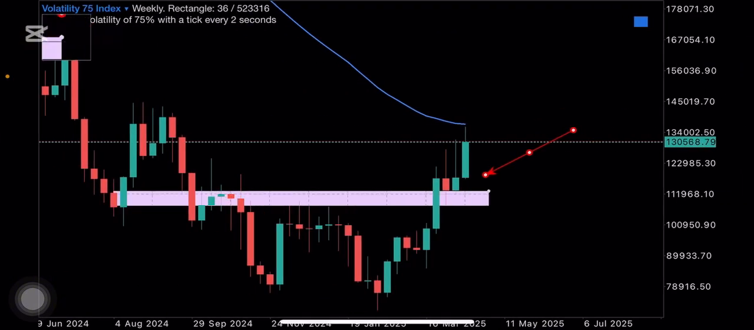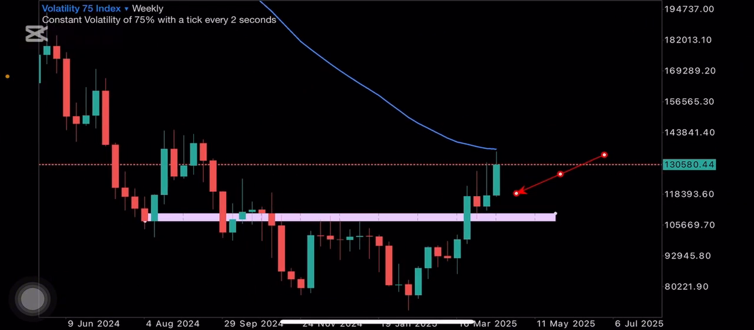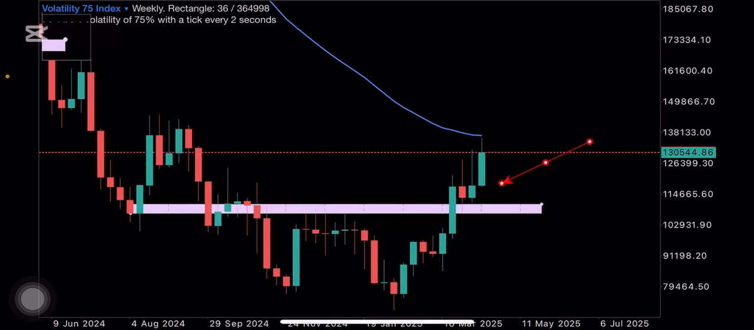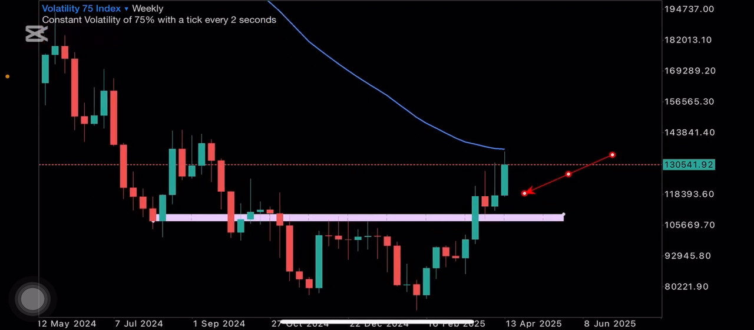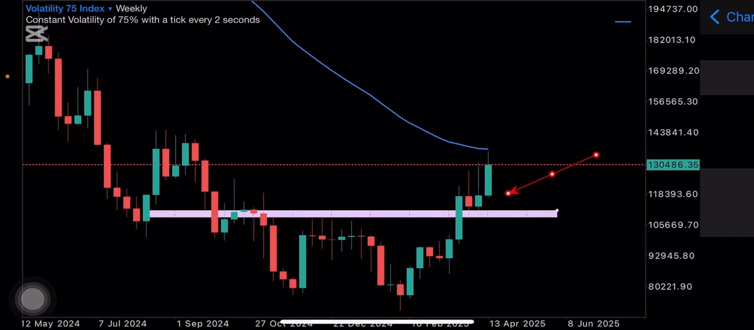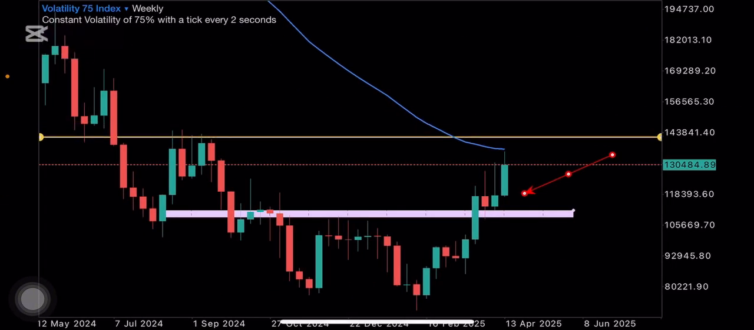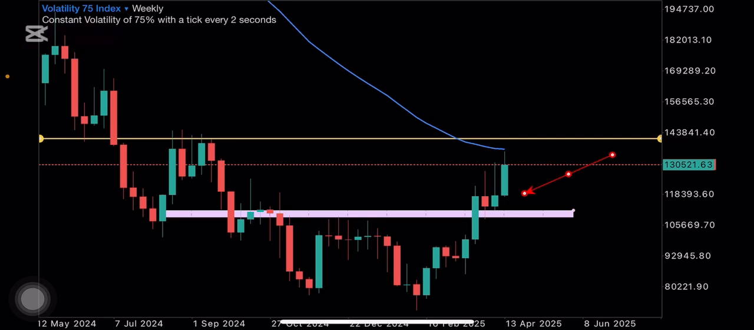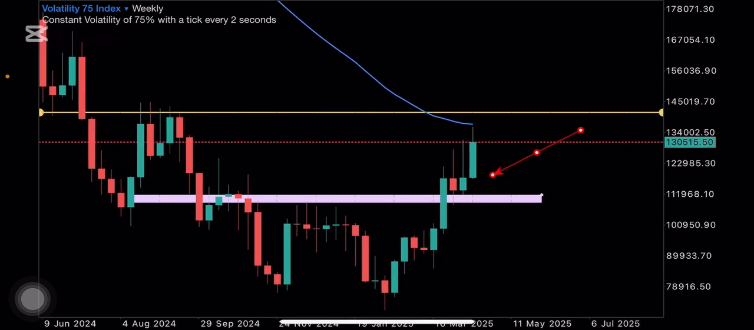Number one is the rectangular tool. This is the rectangular tool. You can make use of it to mark your key levels. Then, secondly, you can use the horizontal. So, I'm going to use both of them at different points, and I want you to choose which one you prefer.